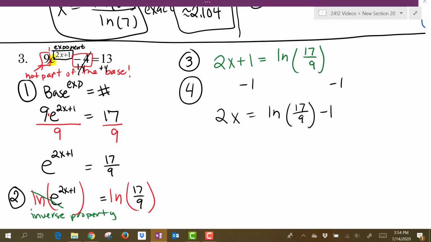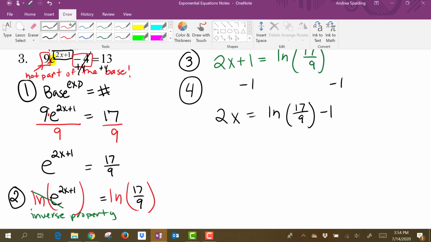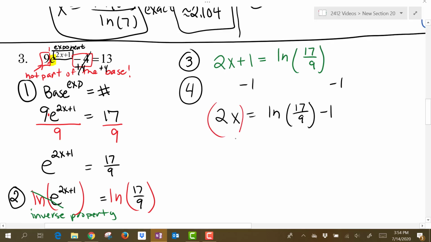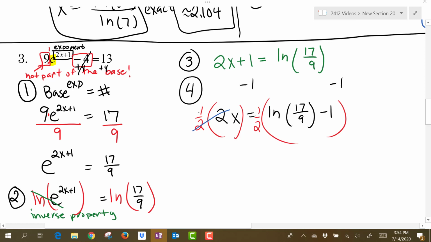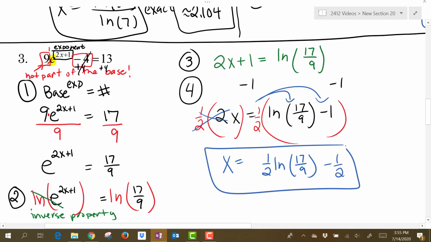And then I am going to get rid of the 2 by multiplying both sides by 1/2. Alright, so those cancel and leaves me with just x. I'm going to distribute the 1/2. So I get 1/2 times the natural log of 17 over 9, and then 1/2 times the negative 1. All right, so there's our final exact answer.